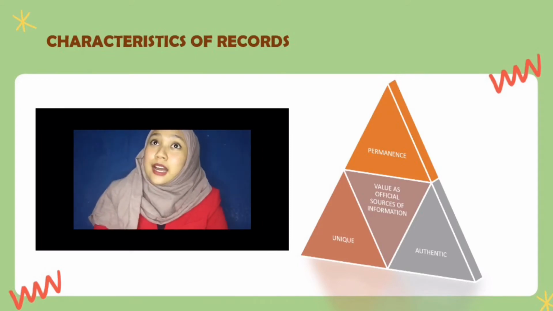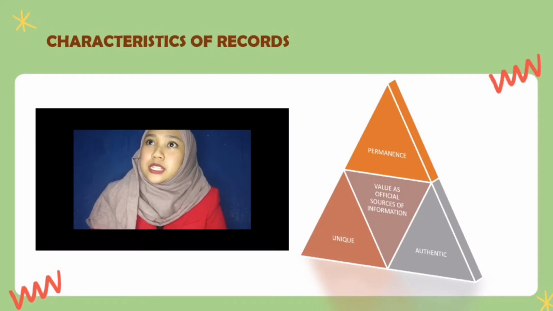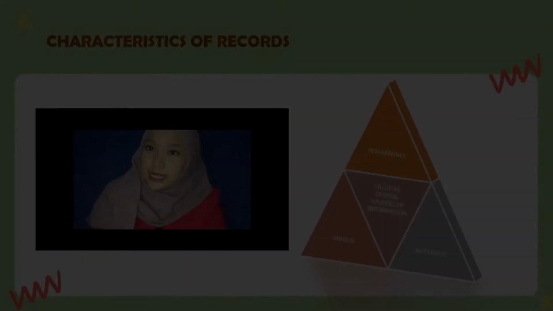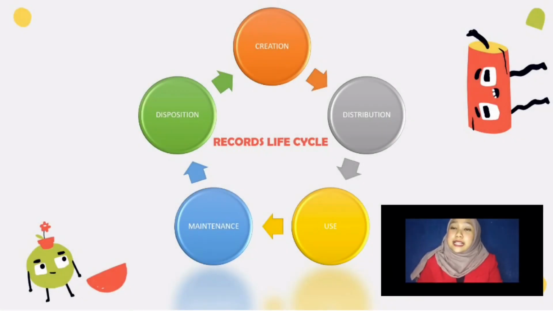And lastly, authentic. Records are supposed to be authentic in that they document accurately what actually transpired and indicate what was actually the state of affairs at a particular point in time. Record life cycle is the lifespan of a record as expressed in the 5 phases.